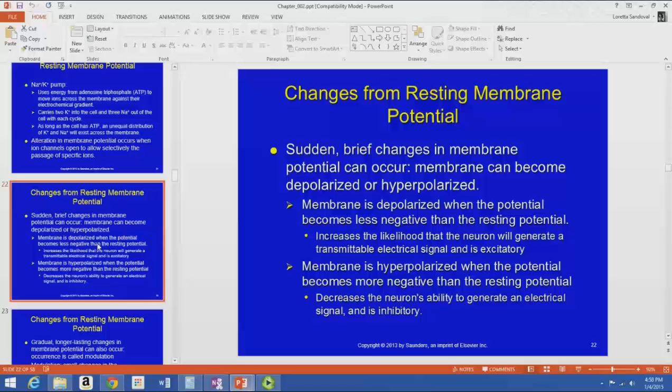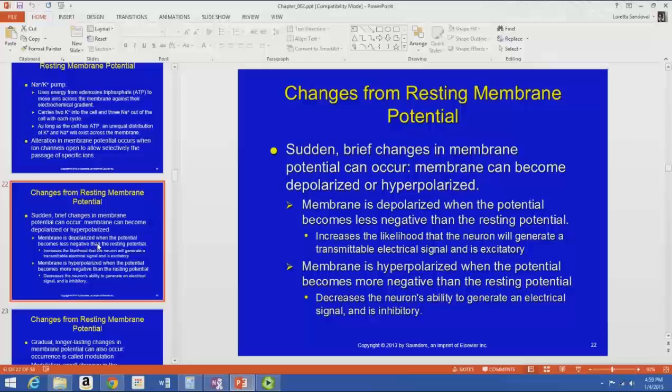You can also sort of think of repolarization, but the two changes that we're going to talk about are depolarization and hyperpolarization. So when a membrane is depolarized, the potential becomes less negative than the resting potential. So it increases the likelihood that the neuron's going to generate a transmittable electrical signal. It's an excitatory state. When the membrane becomes less negative, it is depolarized.